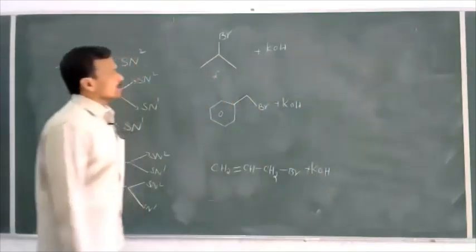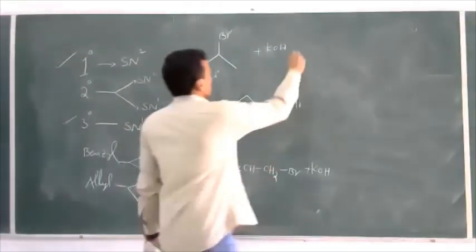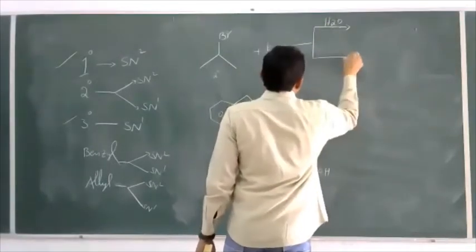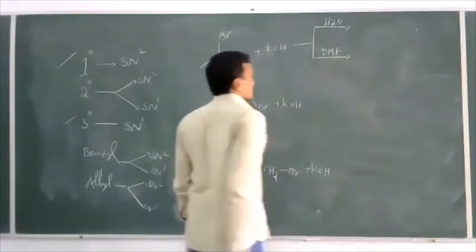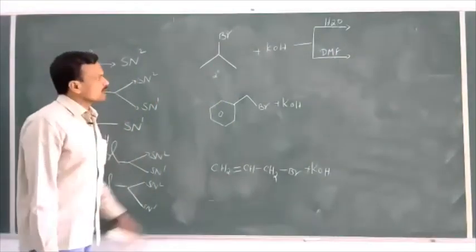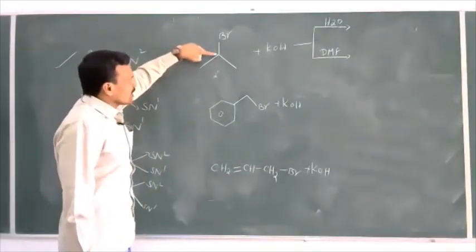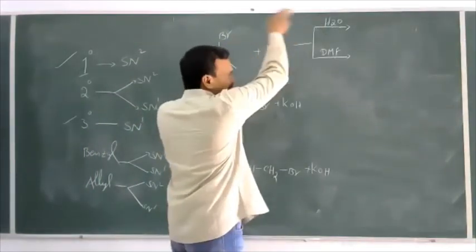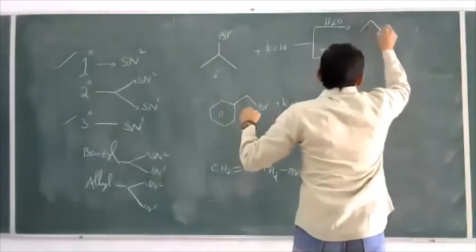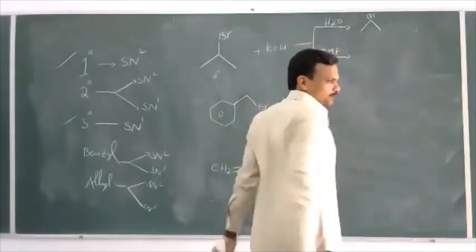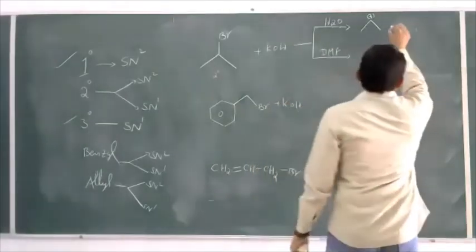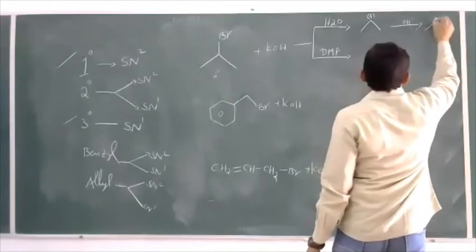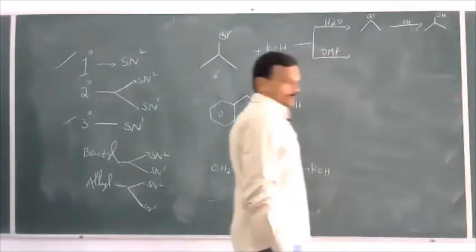But the medium I am using is different here. In one case I use water as medium, in another case I use DMF, dimethyl formamide, as medium. Now this is a secondary haloalkane in aqueous medium. First it undergoes ionization and forms an isopropyl carbocation, and then this isopropyl carbocation is attacked by OH minus to form isopropyl alcohol. This is the product.